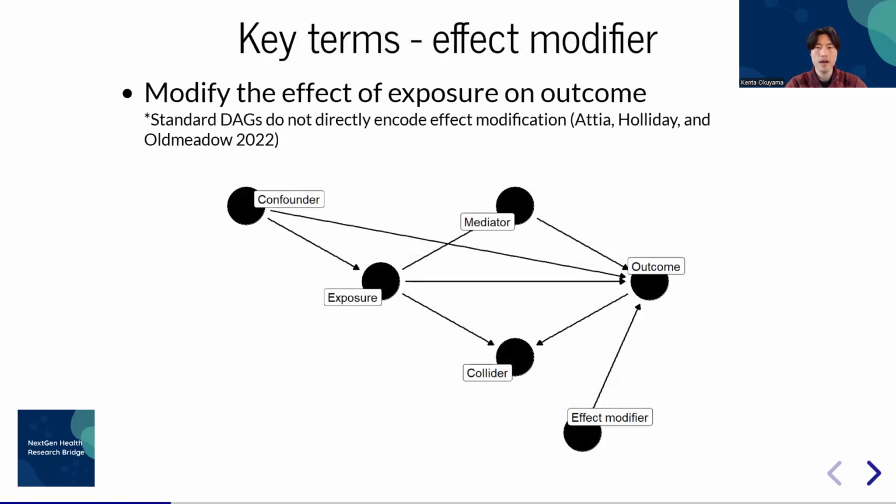And finally, we have effect modifier. That is something that may modify the effect of exposure on outcome. But standard DAGs usually do not encode effect modification. And more advanced DAGs are proposed to encode effect modification and interaction. Unfortunately, we are not able to cover this in today's session, but if you're interested, please refer to this citation. And also, we may cover that in future sessions.